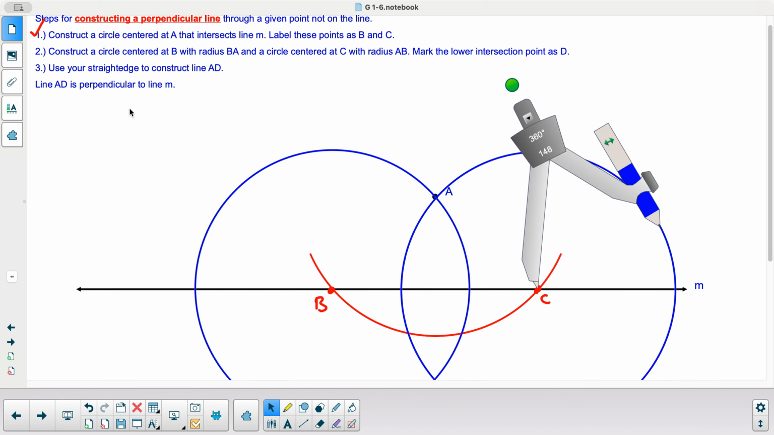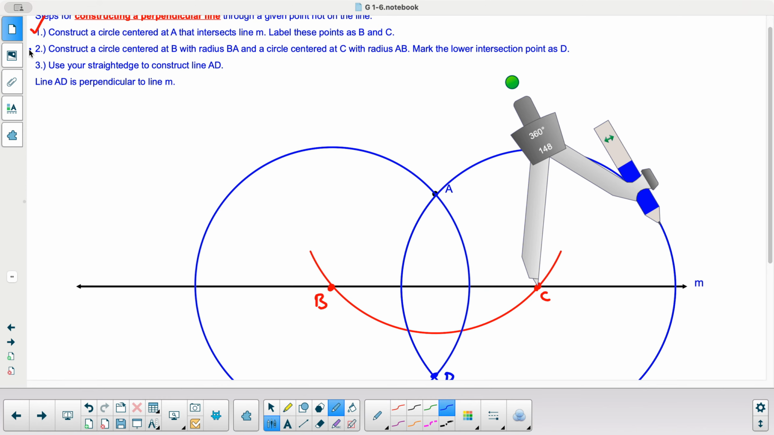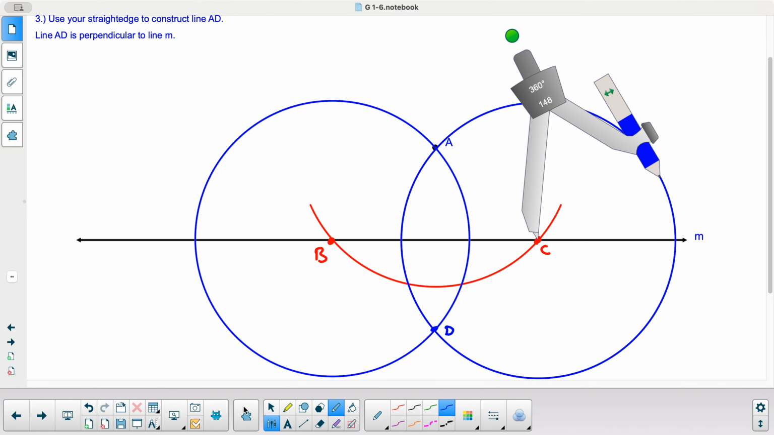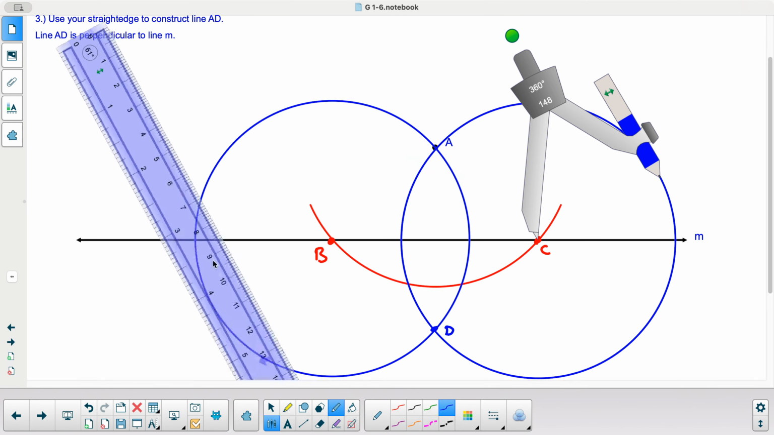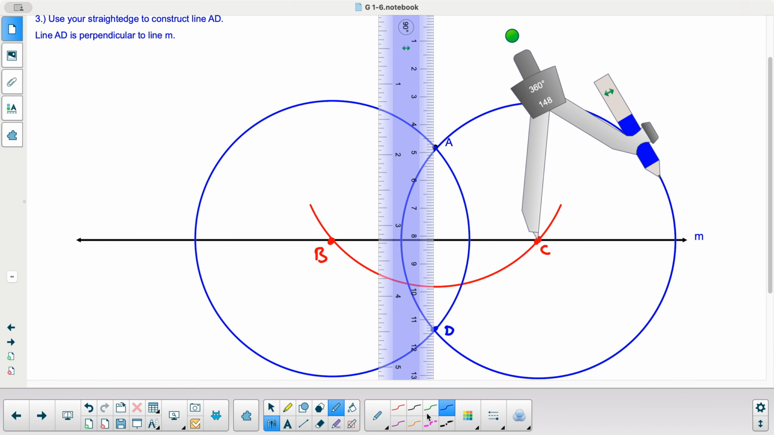All right, so it says mark the lower intersection point as D. I don't have to mark the upper one because that's already labeled as A. So there's that. And then last thing, use a straight edge to construct line AD. So put your ruler right there and make your line. So here, I'll do it with a ruler. There it is. Let's do it in a different color.